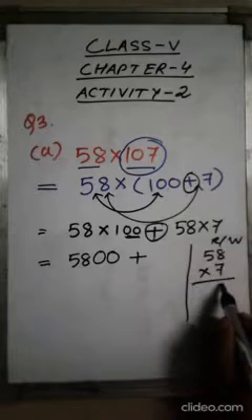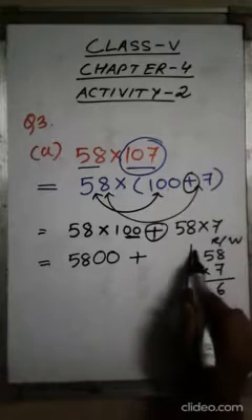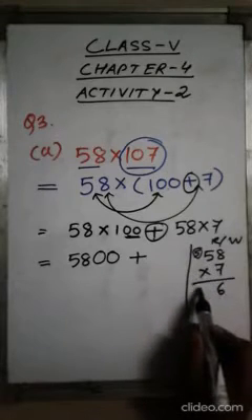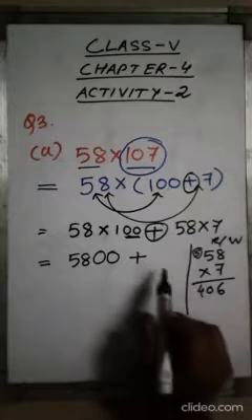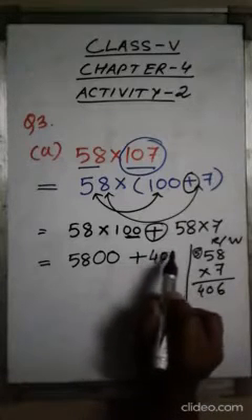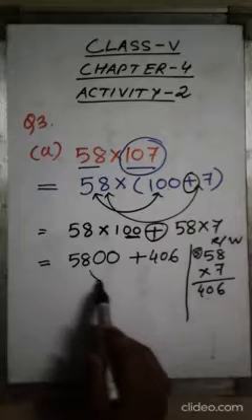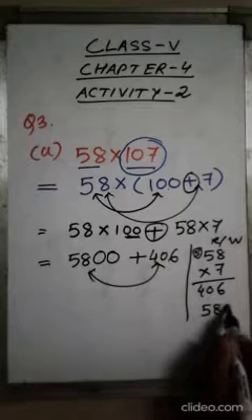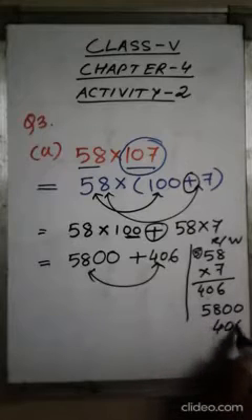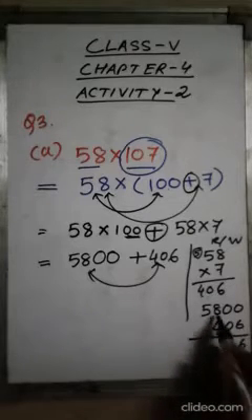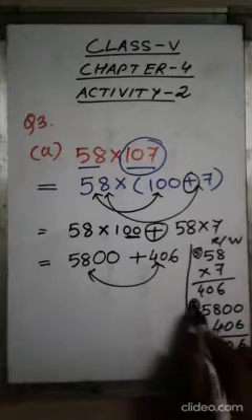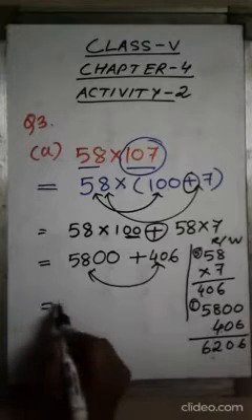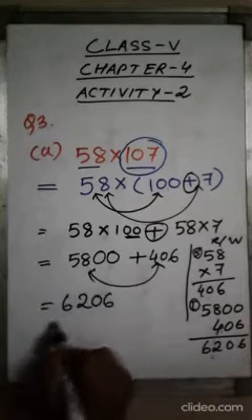7 into 8 is 56. Write 6, carry 5. 7 into 5 is 35 plus 5, that is 40. So this is 406. Now you have to add these two numbers. 5800 plus 406. 8 plus 6 is 14... 0 plus 0, 8 plus 4 is 12, carry 1, 5 plus 1 is 6, equal to 6206.